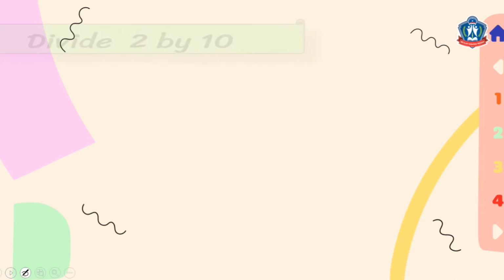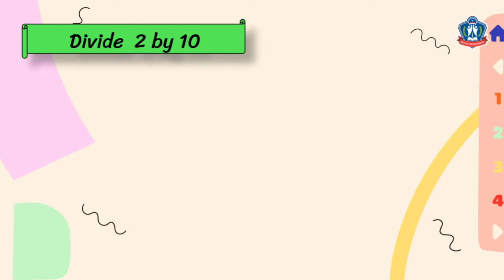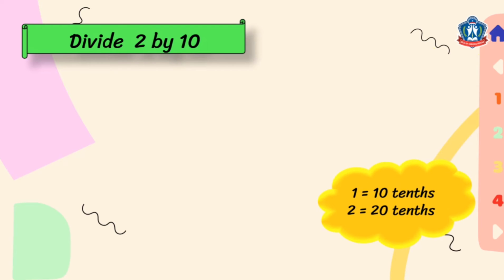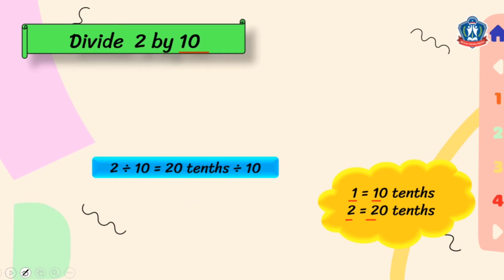Another problem. How about if we divide this kind of problem? 2 divided by 10. So our divisor, which is 10, is bigger than 2. So our answer will be a decimal. Now, remember that 1 is equal to 10 tenths. So if we have 2, that is equal to 20 tenths. So 2 divided by 10 is just the same as 20 tenths divided by 10.